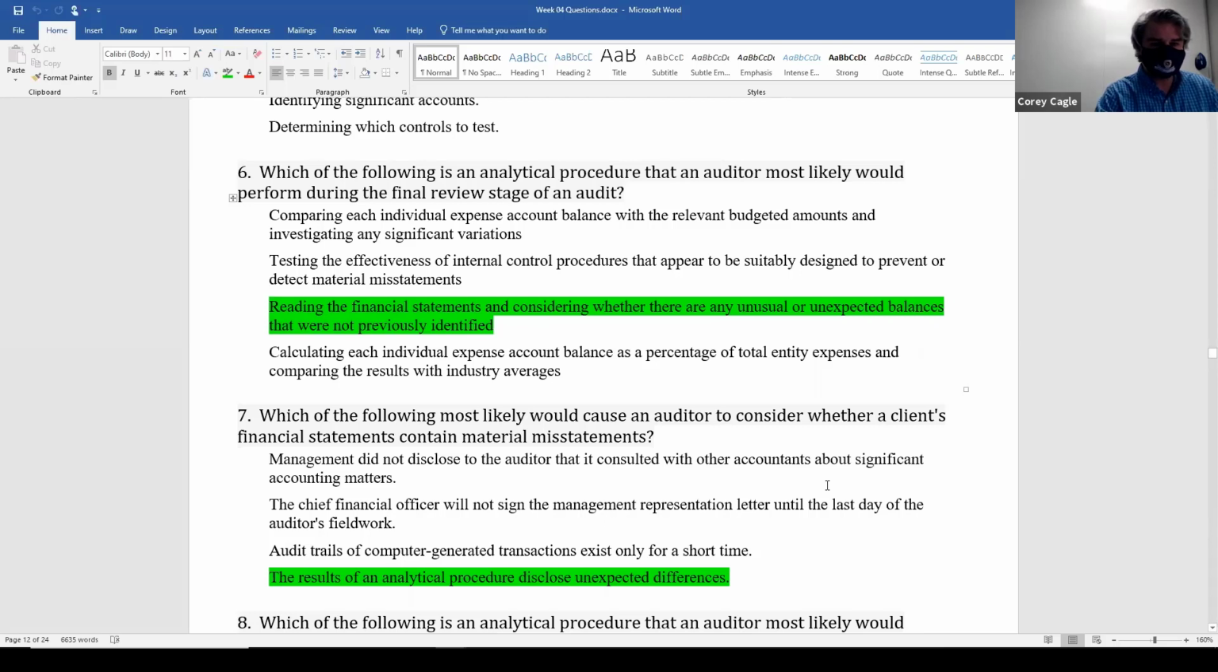Which of the following is an analytical procedure that an auditor most likely would perform during a final review stage? Simple question. Two of these answers are things they would do in the planning phase. A is and B is. Analytical procedures aren't applicable to B. So it's just a real simple idea of what the analytical procedure looks like in the final review stage. They're reading the financial statements and considering whether there are any unusual or unexpected balances that maybe didn't get identified or weren't explained or whatever.